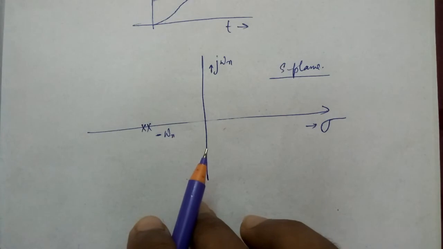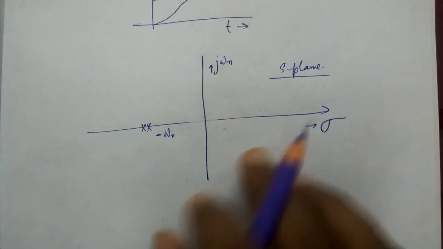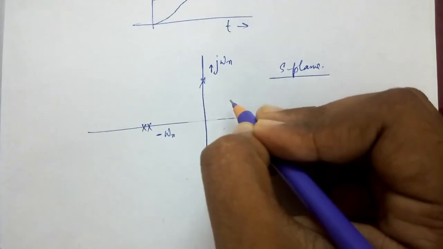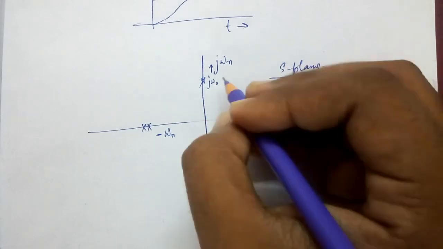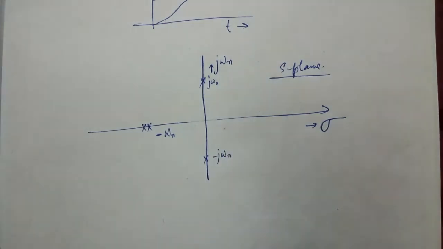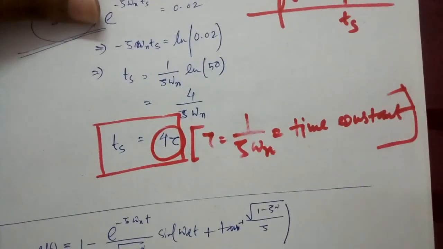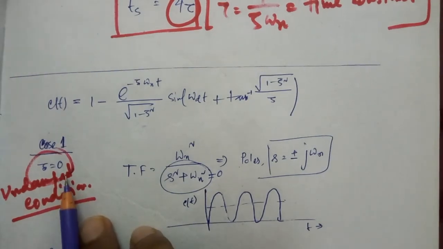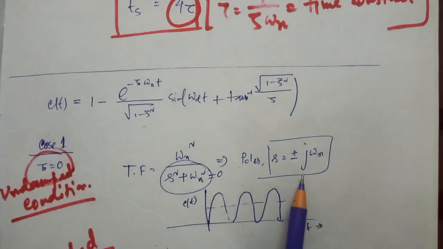As we decrease the zeta value, the damping factor value, we have seen that there are two poles. One is at j omega n, and another one is at minus j omega n. You have previously seen that when the zeta value is reducing from 1 to 0, the poles are at plus minus j omega n.